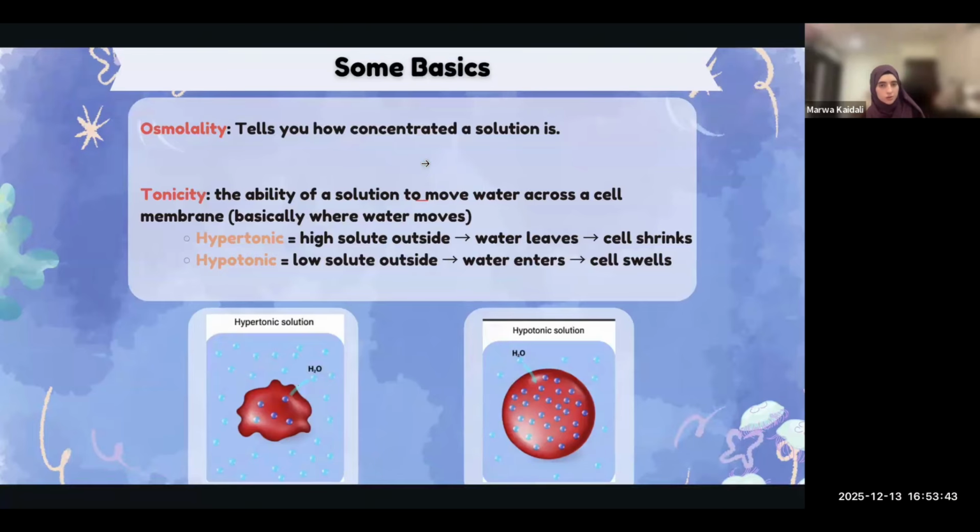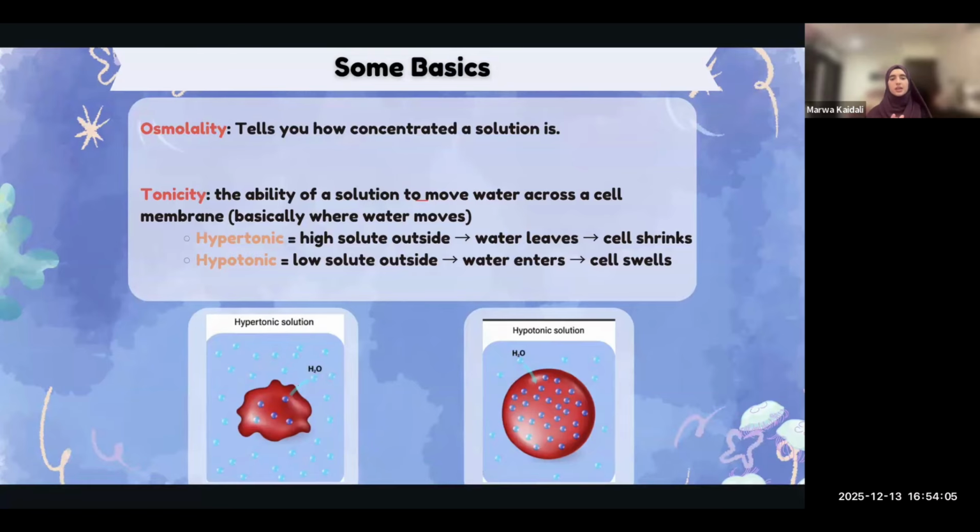So osmolality, as we have already covered before, is basically how concentrated a solution is. So it's how much solute a solution has. If it has a lot of solute, it's going to be hyperosmolar. If it has a little solute, it's going to be hypoosmolar. Now, tonicity can be a bit tricky, but just focus with me here. It's basically where water is going to move.